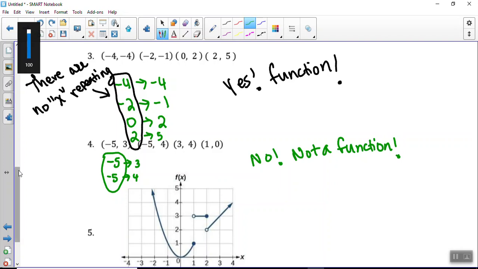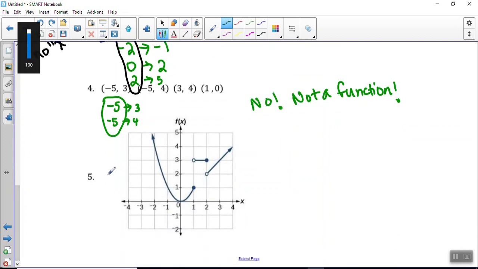Okay? Last one. I have a graph, so I'm going to go ahead and do some vertical line tests. It only hits it once. I'm good here. I'm good here. What about here? What about this one right here?